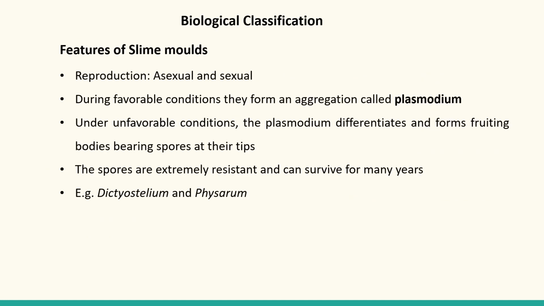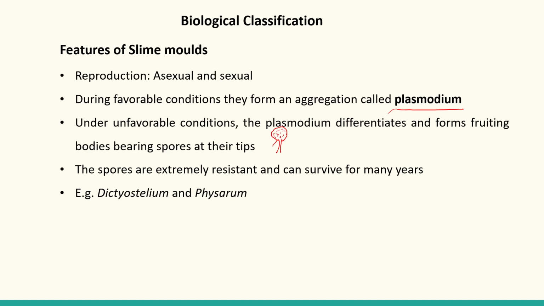Reproduction can be asexual as well as sexual. During favorable conditions, they form an aggregation called plasmodium. So they aggregate at a particular part, and that is called plasmodium. Under unfavorable conditions, the plasmodium differentiates and forms fruiting bodies bearing spores at the tip. I have already discussed this fruiting body: a stalk-like structure, and at the top, the fruiting body in the form of a sporangium that bears lots of spores.